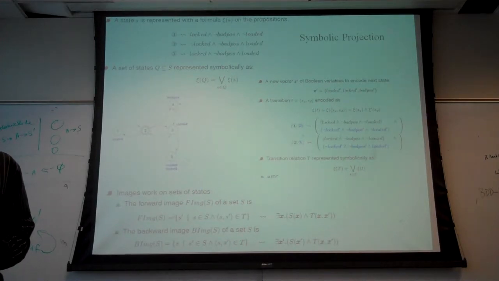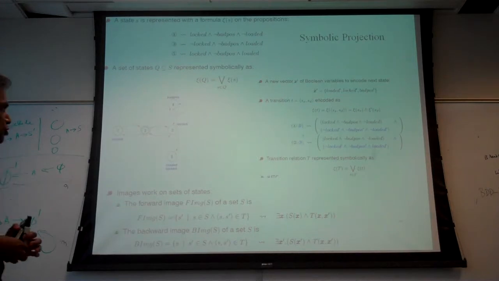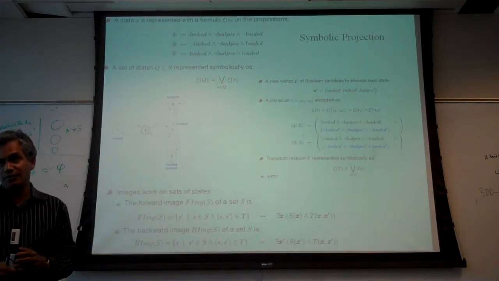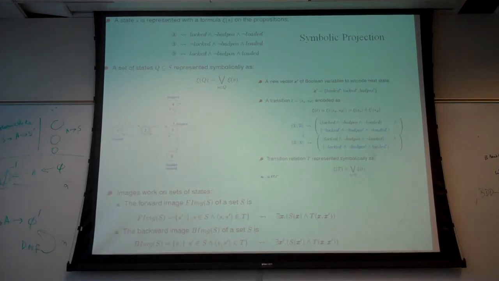So if you are computing the forward image, then it gives you the set of states you can get to starting from here. Yes? If the BDD defines this global transition function that maps each action onto the possible successors, wouldn't the transition function be a triple? It should. It should actually talk about which action you are picking. Yes. Okay. That's how it's going.